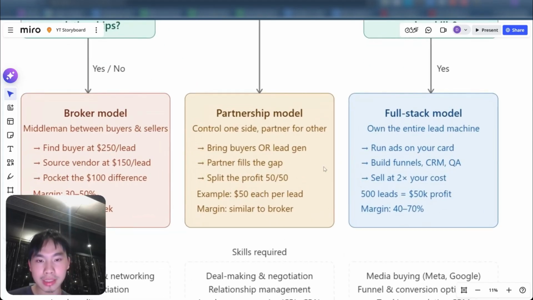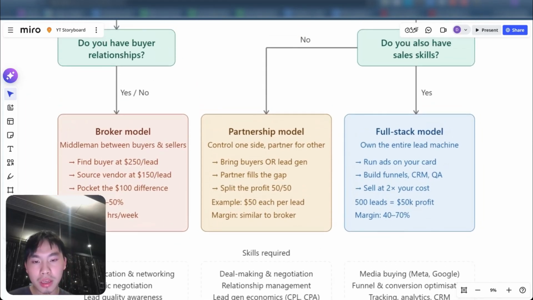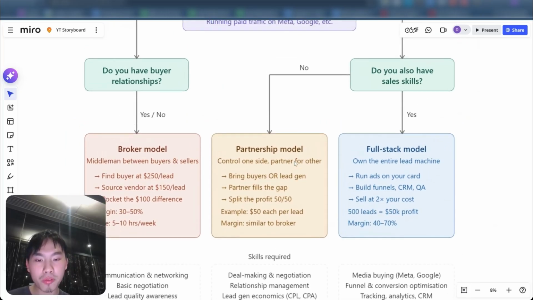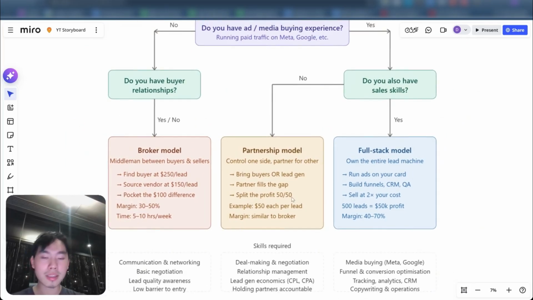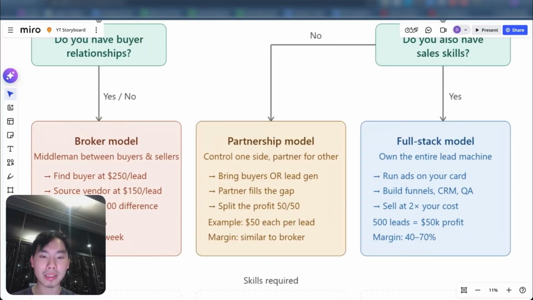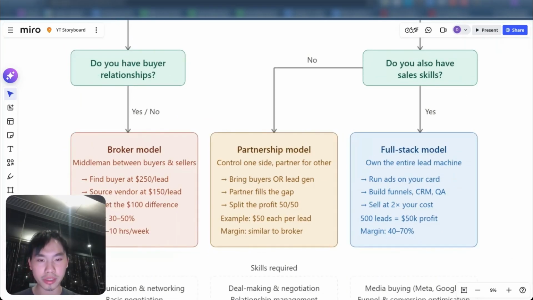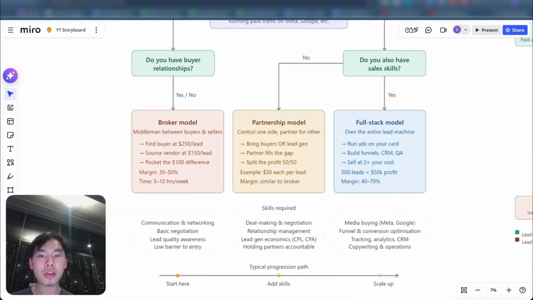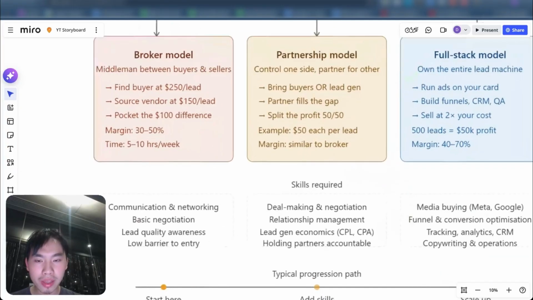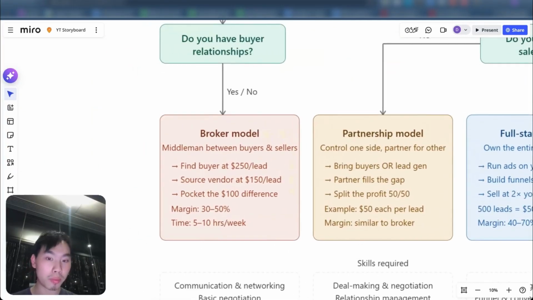Partnership is where you bring buyers or lead gen, so you do kind of a bit of both, right? Essentially, you need to have either media buying skills or sales skills. And what you do in a partnership model is you partner up with somebody and you work together like co-founders, right? And you build a team, do a 50% profit share, and just work on this particular deal.